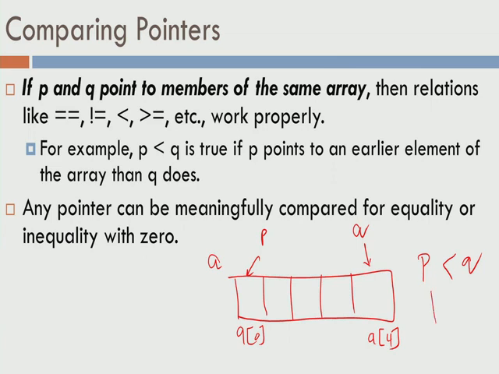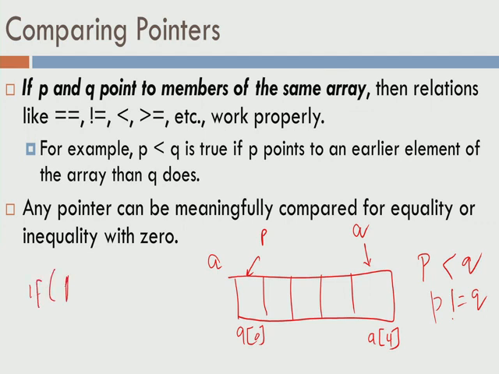You can also ask, is P not equal to Q. In this case P is actually not equal to Q. P is pointing to the 0th location, Q is pointing to A of 4. So you can meaningfully compare pointers which are pointing to the same array. You can ask, is this the same, is this earlier than the other pointer, is it later than the other pointer, and so on. You can make pointers point at different locations in an array and ask whether one pointer is lesser than the other. And you can also compare for inequality with 0.